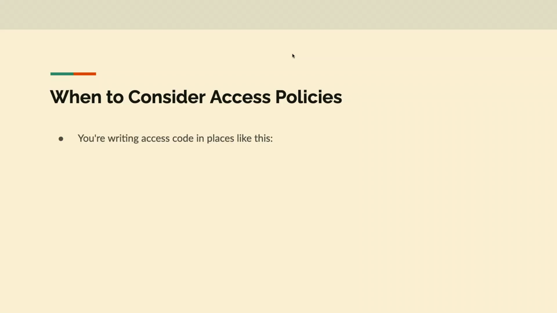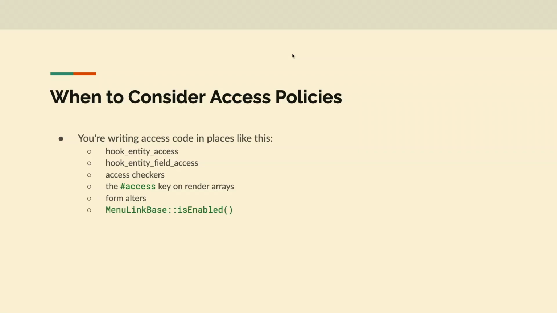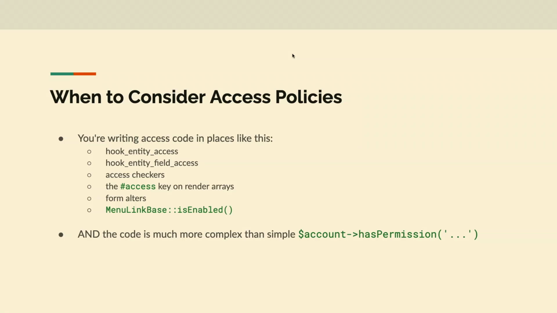Signs when you want to consider access policies are you're writing access code in places like hook entity access, hook entity field access, if you're writing your own access checker for a route, if you're writing code for the access key on a render array, if you're writing form alters, if you're deciding when menu links are enabled, and if your custom code is more complicated than checking a permission. We're going to have to write custom code at some point. This is really a strategy for how do we write the custom code in a way that's the least painful.